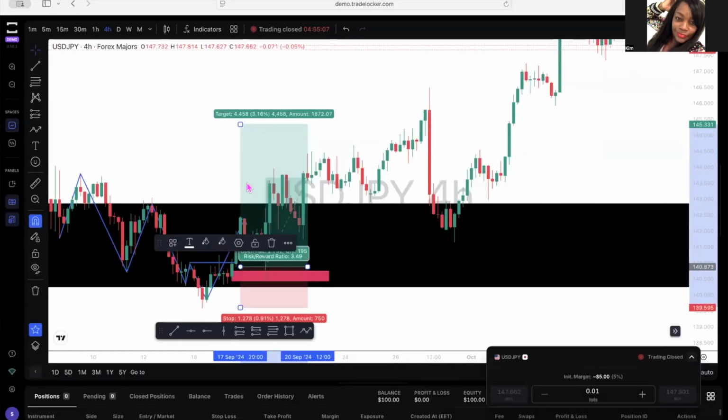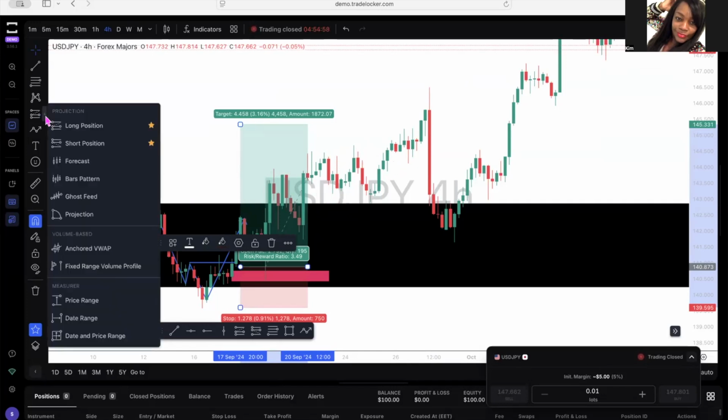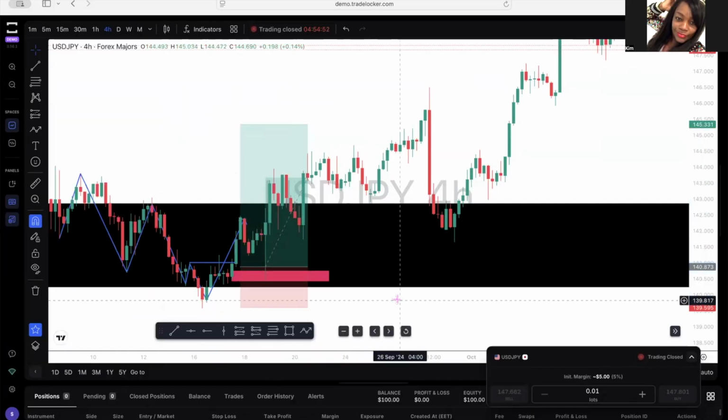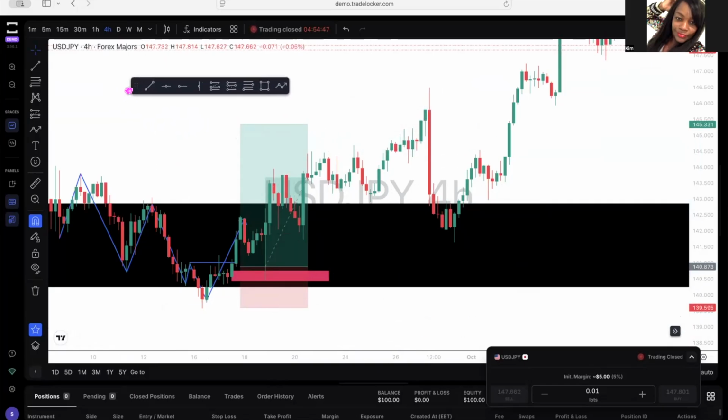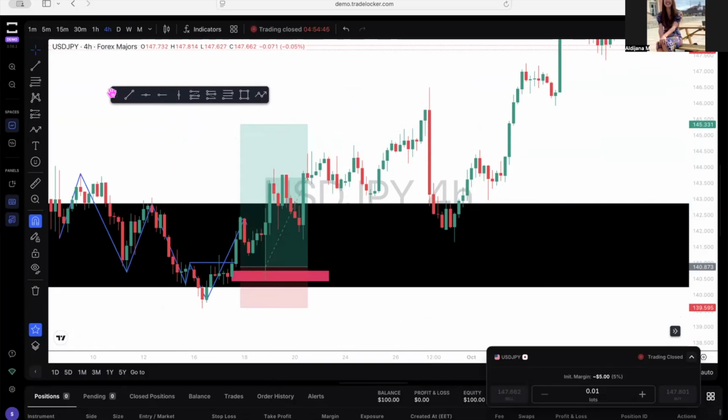The same thing on TradingView, you have your long position, your short position. I hit those favorites, so now they're here on my little favorites bar right here. These two are really similar, TradeLocker and TradingView.